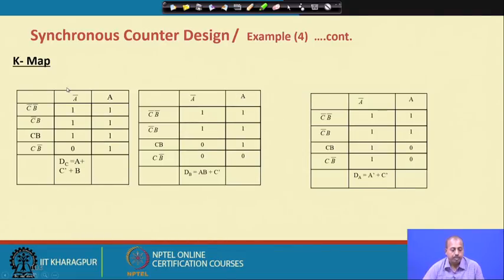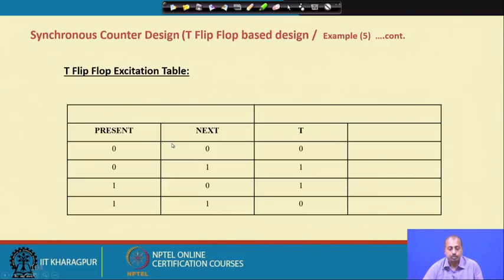Then we take it to the Karnaugh map, and in the Karnaugh map we can have this minimization for DC, DB and DA. They will turn out to be like this: DA is A bar plus C bar, DB is AB plus C bar, and DC is A plus B plus C bar. Once we do this minimization, you can draw the corresponding circuit.